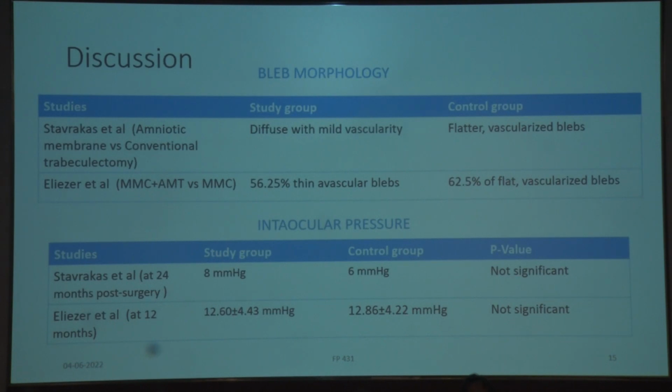Discussion. Stavika et al. compared two groups, that is amniotic membrane versus conventional.